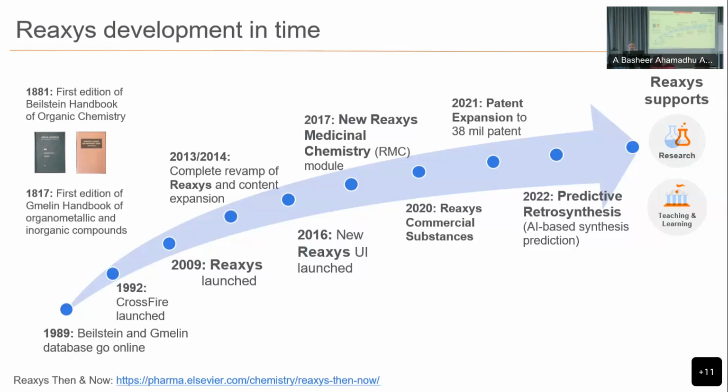We also introduced the predictive retrosynthesis module in 2022. This is one of the transformative tools for chemists who are working in the synthesis area, and also for the pharmaceutical chemists who are designing new drugs or new compounds for acting against various biological targets. Even master students can get a publication out of it.